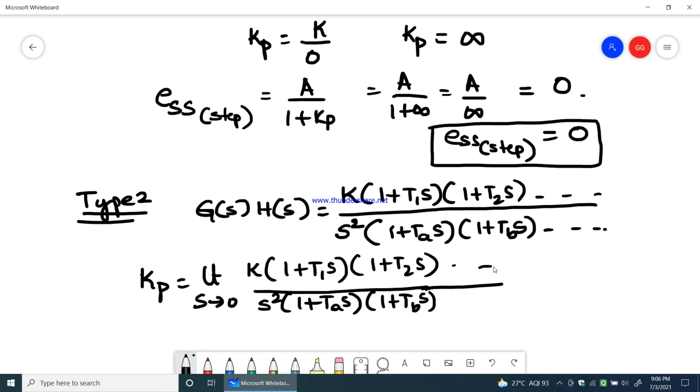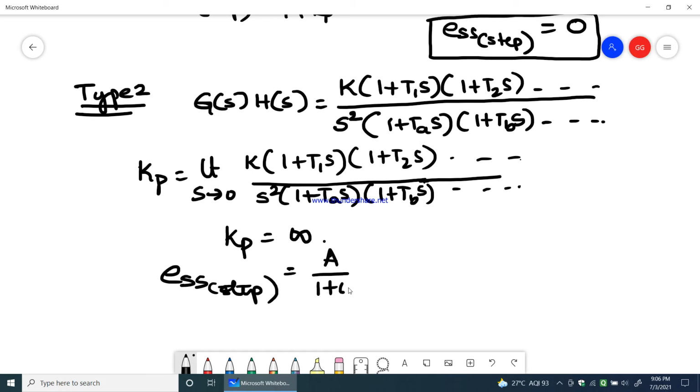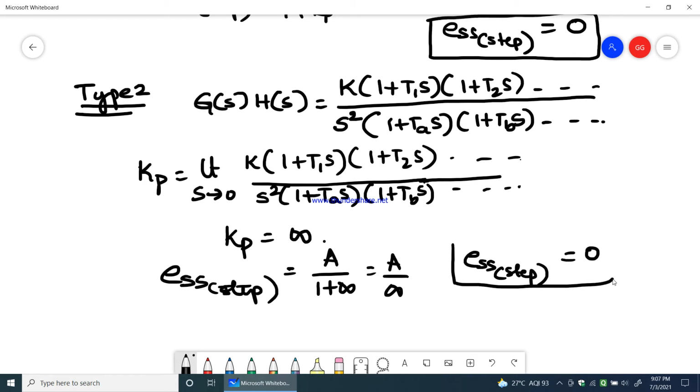Okay, we will just put dot dot dot. So, therefore, if I apply the limit s tends to 0, again the Kp will be equal to infinity. Therefore, steady state error for step input when I consider a type 2 system, I will be getting A divided by 1 plus infinity, which is A by infinity. Therefore, the steady state error for the step input when type 2 system is considered, the error will be 0.